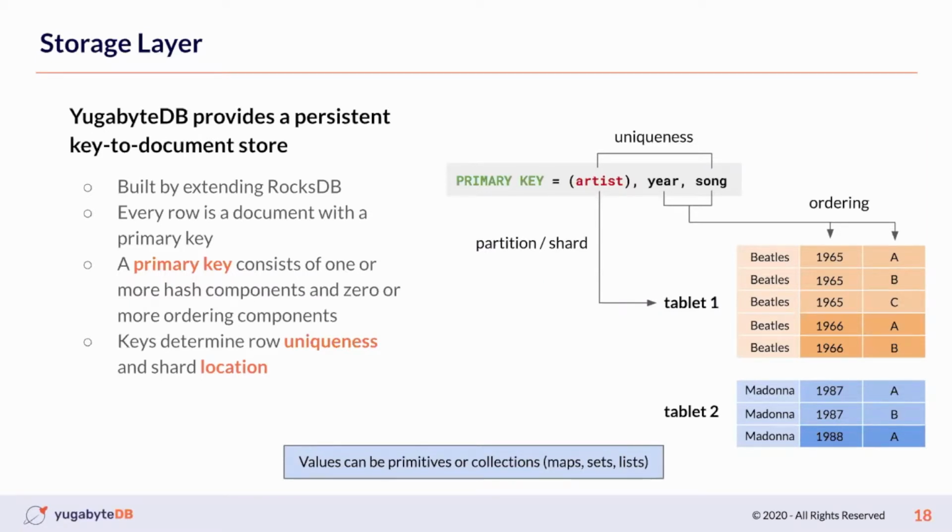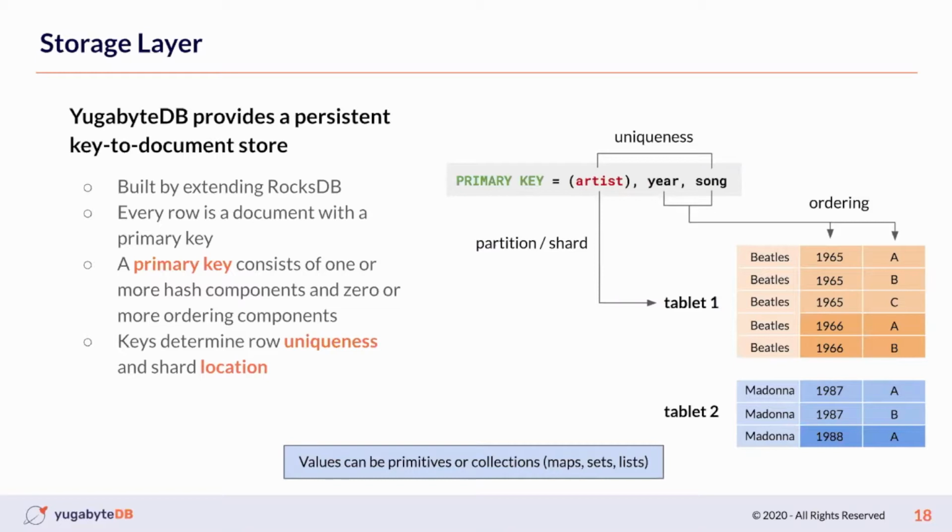Every row in the original table, every SQL table, consists of a set of columns in a row that determine its primary key and another set of columns which are simply the value columns. The primary key columns map to the document key and the value columns map to the document attribute values. This is shown in the diagram on the right, where you have a table which has artist, year, and song as the primary key, and you could have a whole bunch of other value columns.